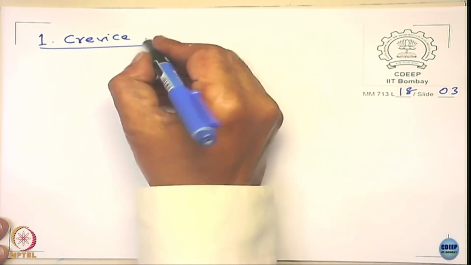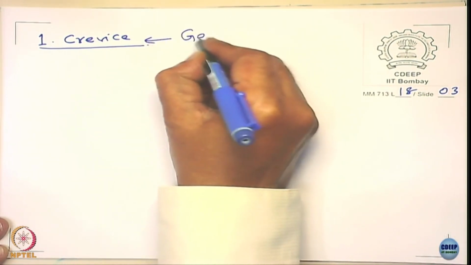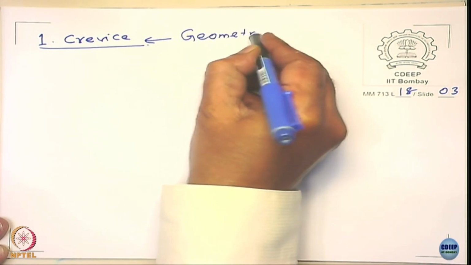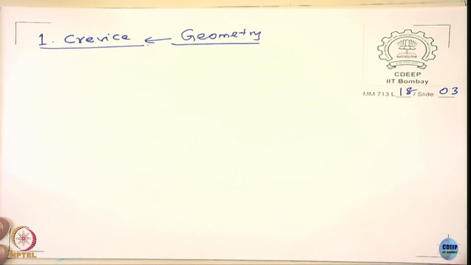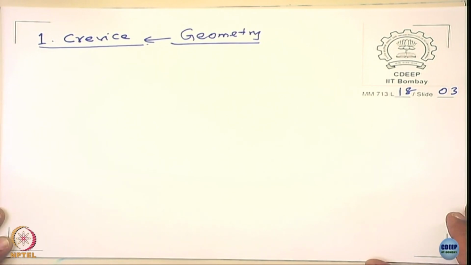When I say crevice, I was meaning that it's a geometry. Why must the geometry be important? Because crevice corrosion more often is transport controlled, and the transport is through the diffusion process. So, the geometry will play an important role because that is going to decide how the diffusion will occur within the crevice. Okay.